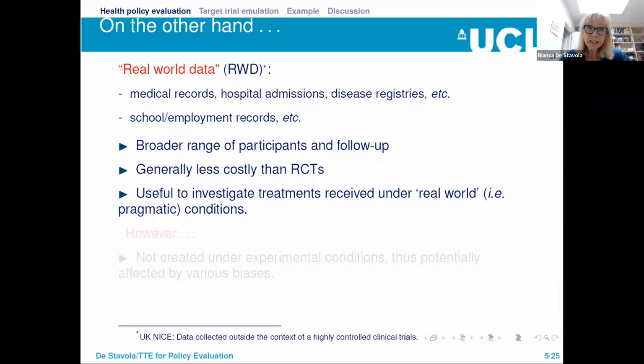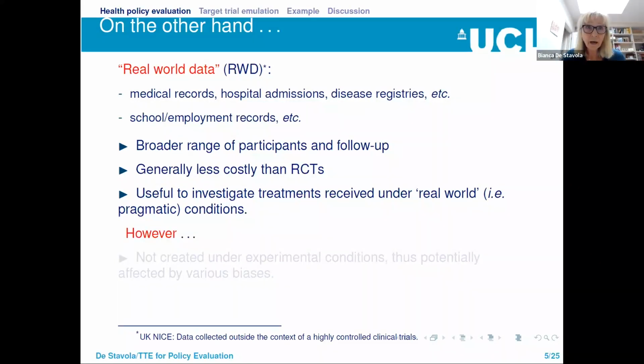They are generally less costly, but it could be costly. It all depends on which country you are in, I suppose. And in a sort of positive spin as well, they're very useful to see how interventions or treatments impact under real world considerations. So in a pragmatic sense of the intervention, not in the idealized setting of a randomized controlled trial.